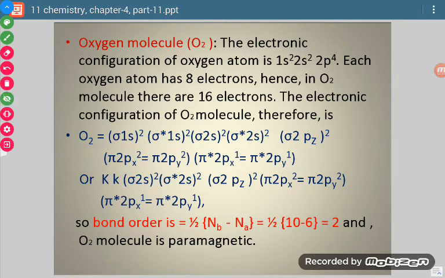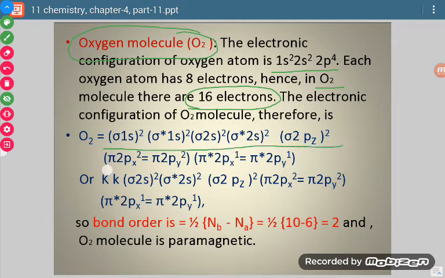When we talk about the oxygen molecule, for oxygen the atomic number is 8. So it means 1s2, 2s2, 2p4 is the electronic configuration of the oxygen atom. Okay. Now in the O2 molecule, total electrons will be 16. Okay. Now how will they be filled? This is the order. Now here there is one change.